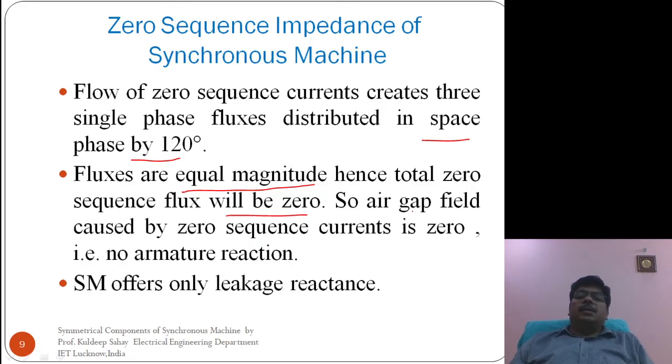So the air gap field caused by zero sequence current is zero. It means there is no field, and no armature reaction. So in this condition, the synchronous machine offers only leakage reactance.